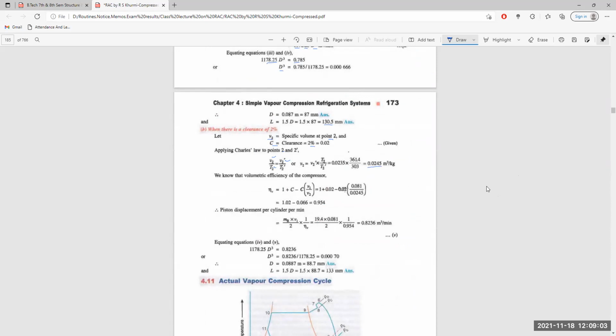Now, what will be the volumetric efficiency of the compression? It means the volume of the refrigerant which is actually delivered in comparison to the theoretical volume, which I've already calculated, and it is given by this equation.